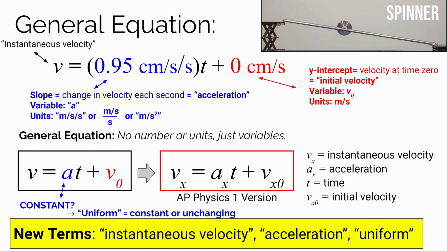One last thing before we're done with the video: if you have to write a lab report and you have to define any new terms that came up in this lab, there were 3 of them. The first was instantaneous velocity, the velocity of an object at specific instants in time. The second new term was acceleration, which came from our understanding of the slope, which was the change in velocity each and every second. And the last new term was uniform, which just means constant or unchanging.